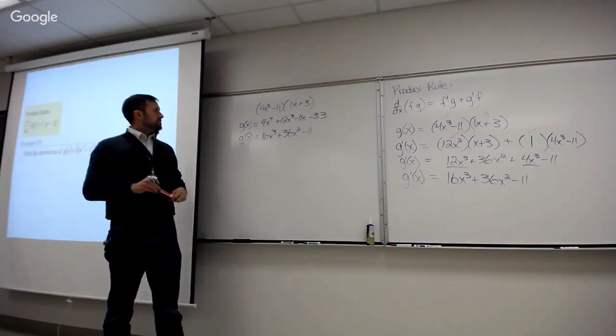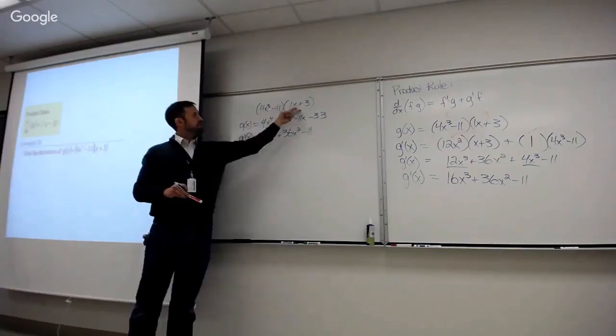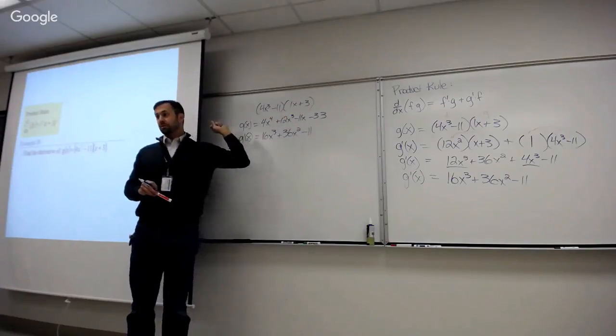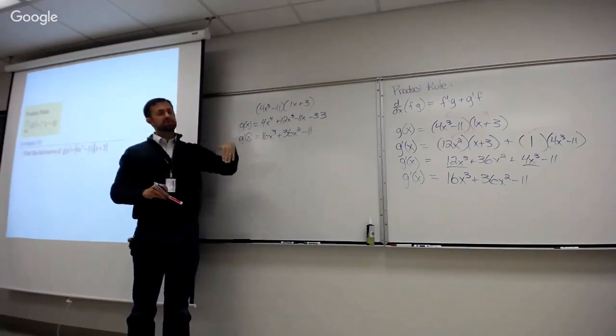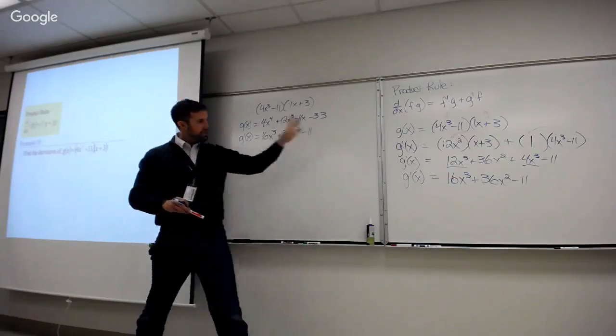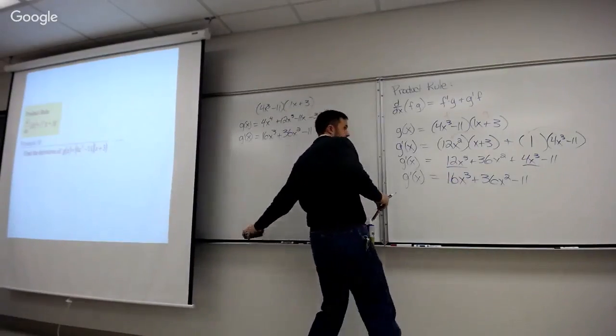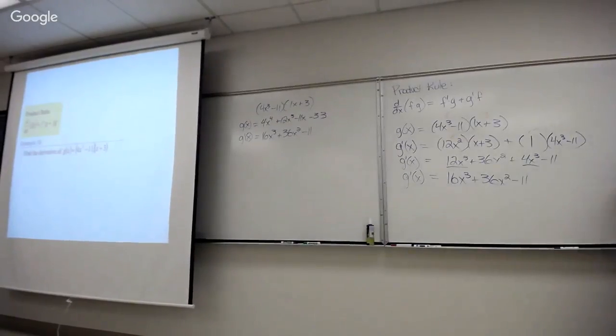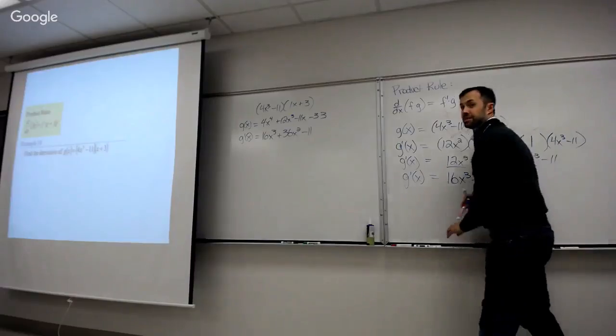But every once in a while, we have two things being multiplied that aren't both polynomials. And you won't always just be able to FOIL that together. You'll have to do the product rule. So there's our first rule. It's called the product rule. Derivative of the first times the second plus derivative of the second times the first.